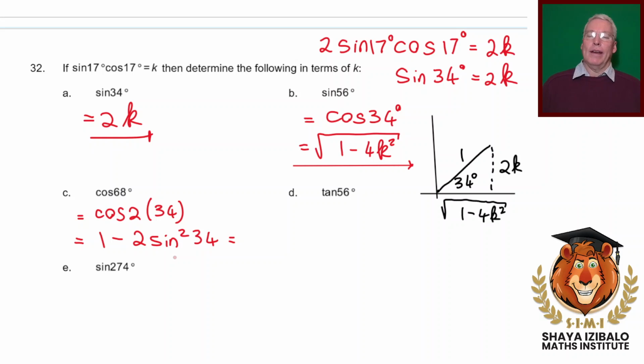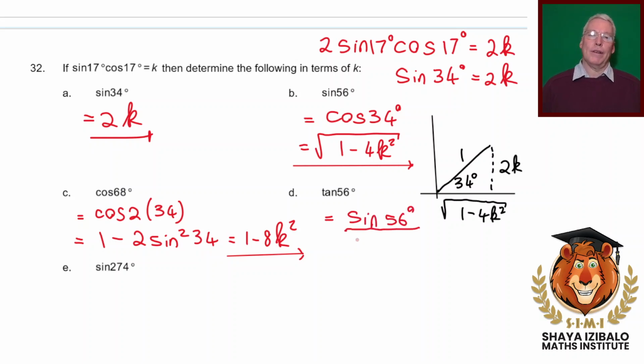Now remember, sine of 34 is 2k. So sine squared of 34 is going to be 4k squared. So it's going to be 1 minus 8k squared. Right, let's just clarify that. Why is it 8? Because we've got 2k all squared will give us 4k squared, but then we need to multiply by that 2.